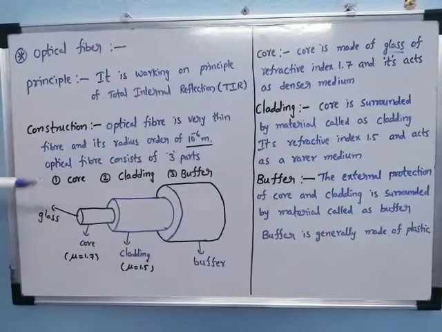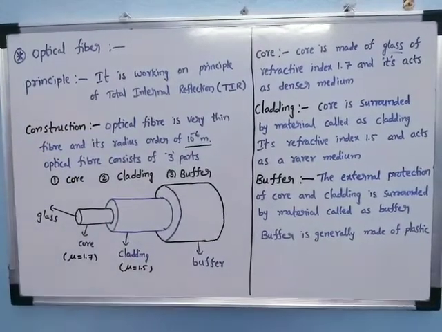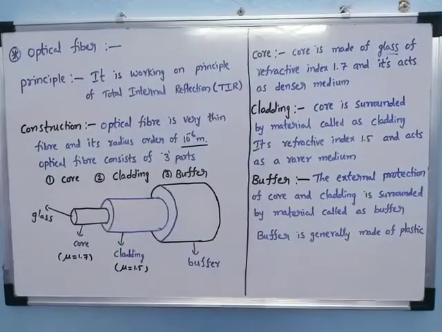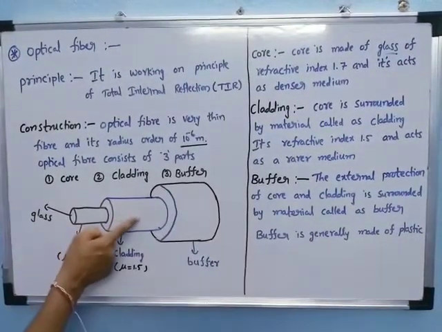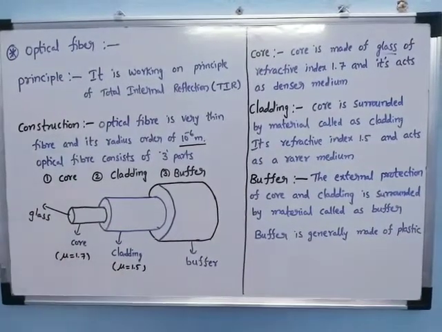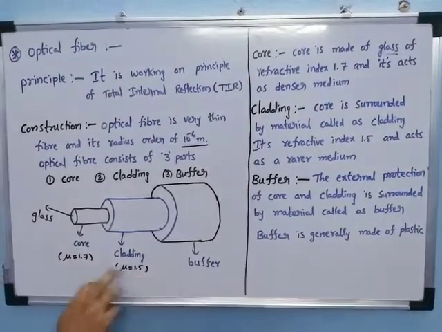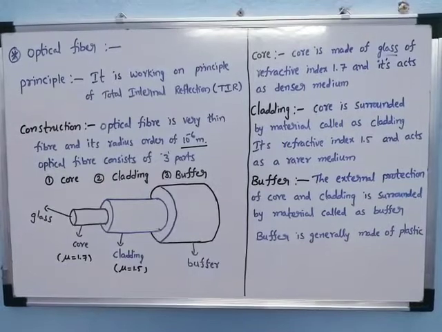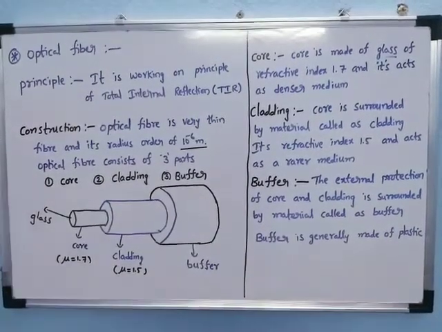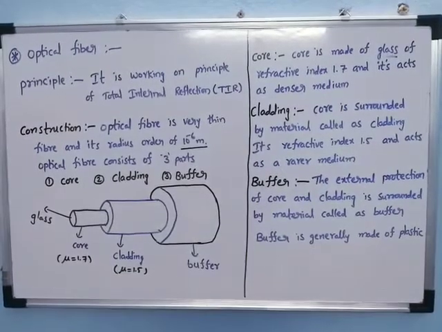Now the cladding is nothing but the material by which the core is surrounded. Its refractive index is 1.5, and it acts as a rarer medium.